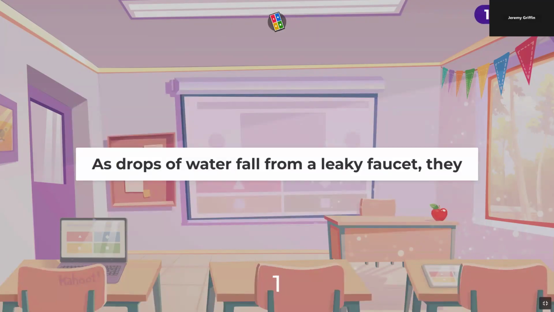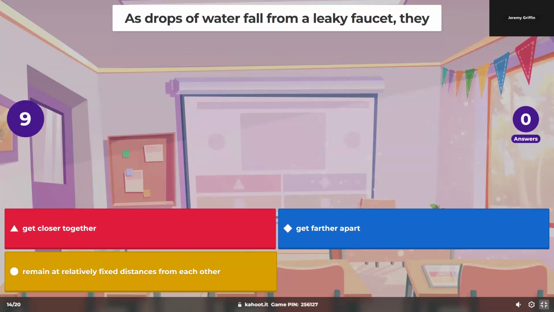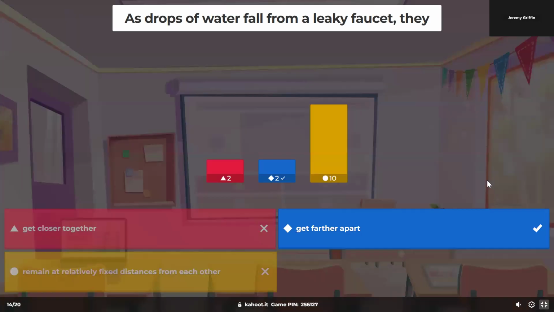As drops of water fall from a leaky faucet, do they get close together, get further apart, or remain a relatively fixed distance? I'm looking for get further apart.